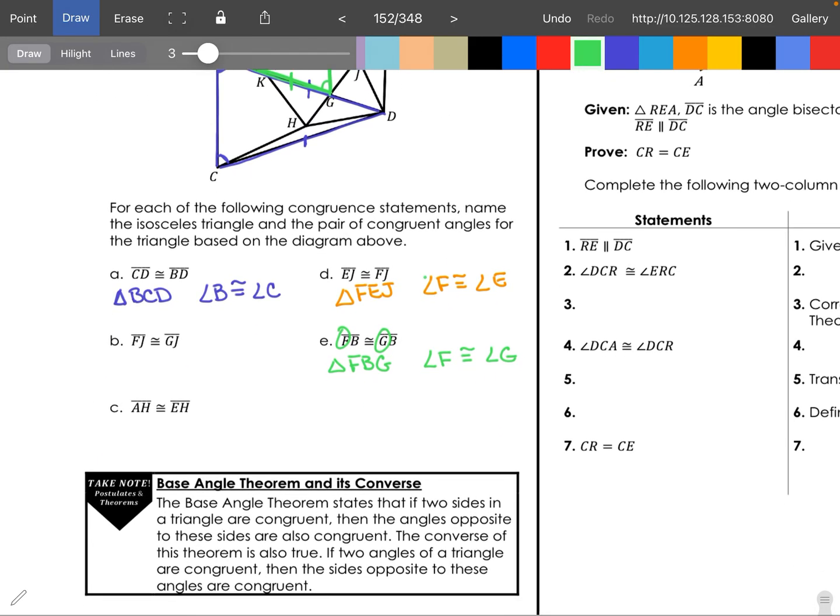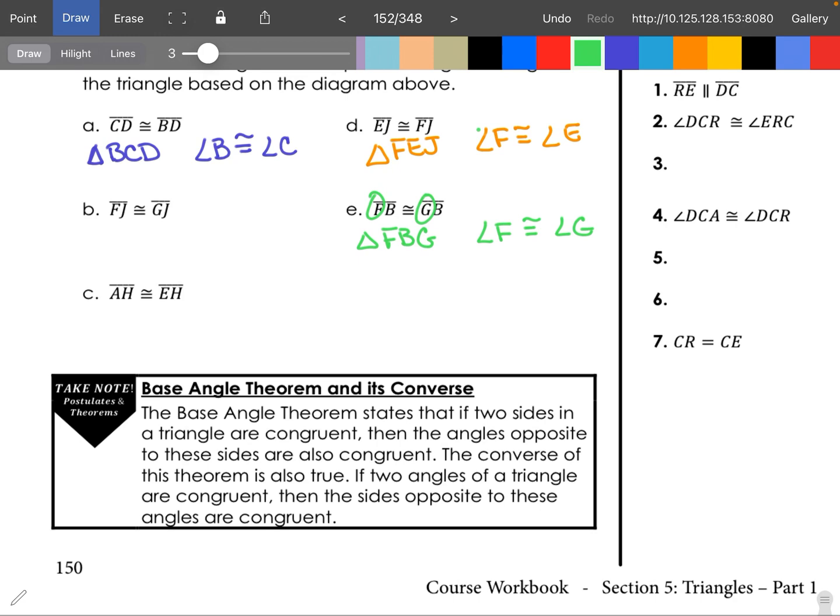All right, so here is what we're taking away with this unit: the base angles theorem and its converse. Remember, converse is just the opposite way around. The base angles theorem states that if we know two sides are congruent, then the angles opposite these sides are also congruent. So let me show you what I mean. They're telling me that two sides are congruent, then the opposite angles to these sides are also congruent.